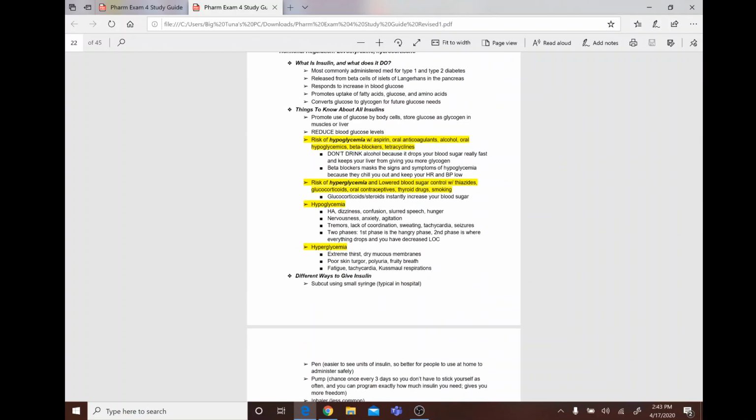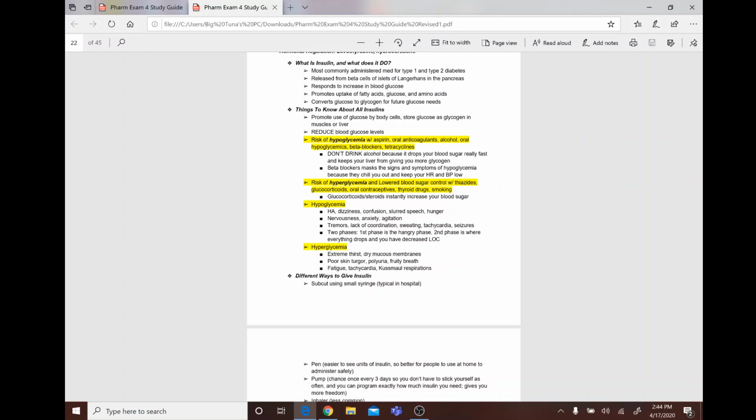Alright, what drugs when taken with insulin may cause hypoglycemia? Aspirin, oral anticoagulants, alcohol, oral hypoglycemics, beta blockers, and tetracyclines. What drugs when taken with insulin may cause hyperglycemia or lower blood sugar control? Thiazides, glucocorticoids, oral contraceptives, thyroid drugs, and smoking.